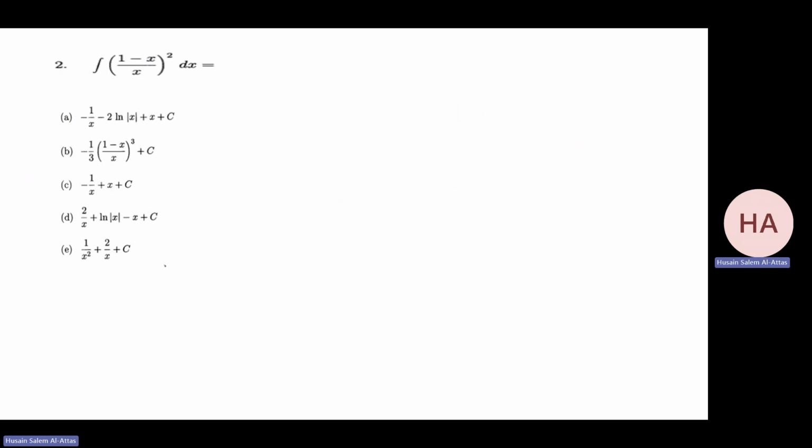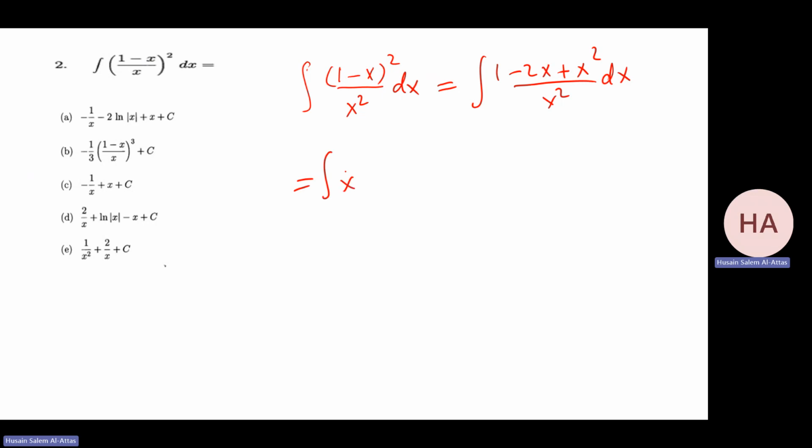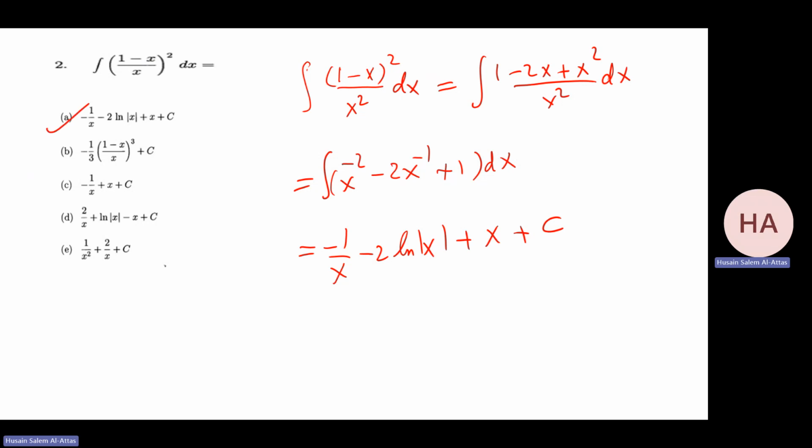This one I need to open the square. I have 1 minus x square over x squared dx, which is 1 minus 2x plus x squared over x squared dx, which is 1 over x squared minus 2 over x. Well, let me write it. Minus 2 over x plus 1 dx. That will be minus 1 over x minus 2 ln x plus x plus c, which is this one.